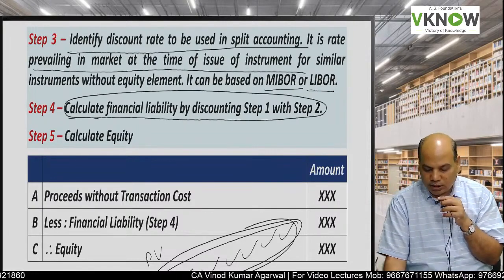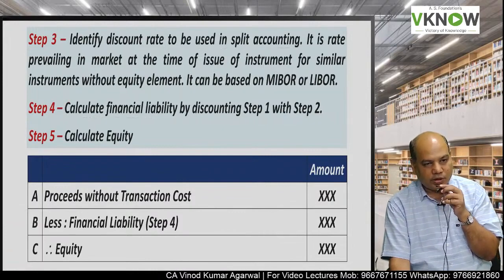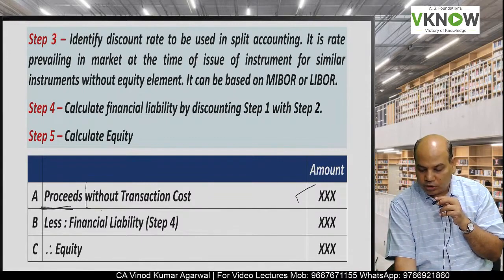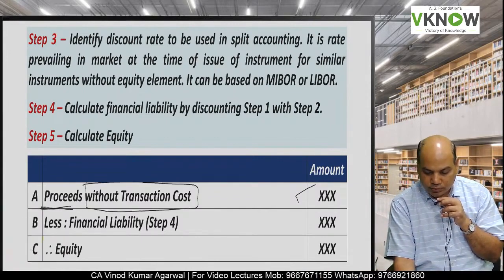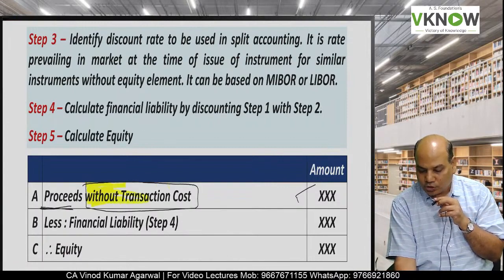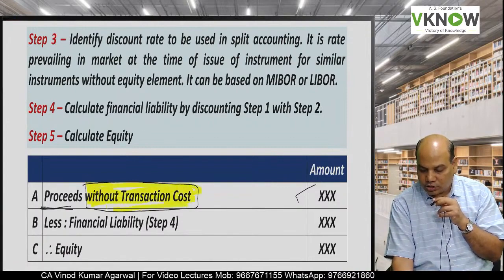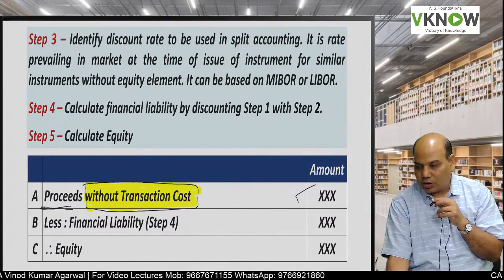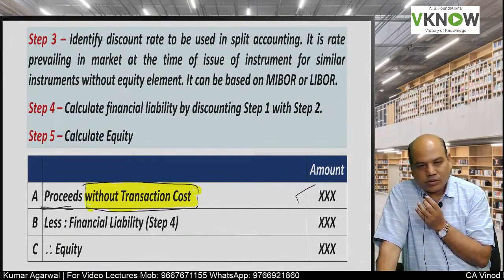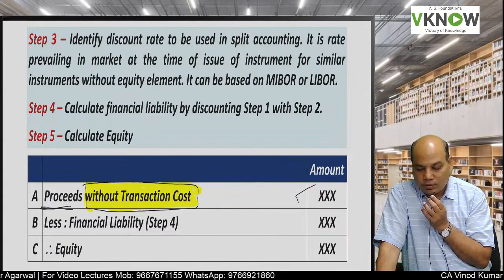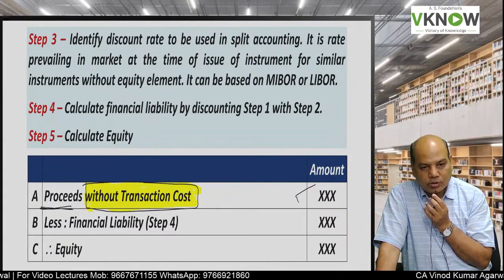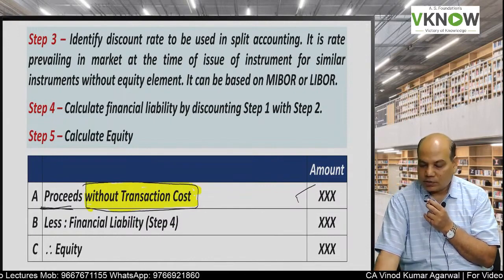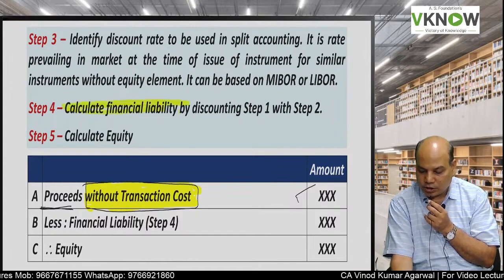Then what is equity? As you have studied, equity is the residual interest. So from the proceeds, but without transaction cost, very important, transaction cost I will tell you separately. I will not deduct transaction cost here, because if I deduct here, the entire transaction cost gets allocated only to the equity part, only one instrument, but transaction cost needs to be apportioned. So I will take only proceeds without transaction cost minus the financial liability we have computed in step 4, and that is equity.